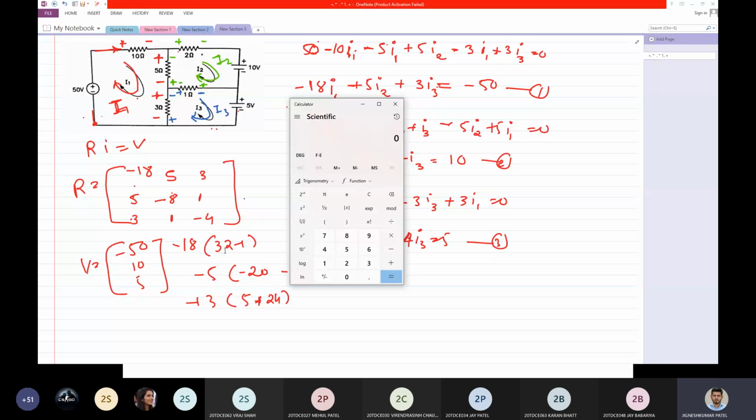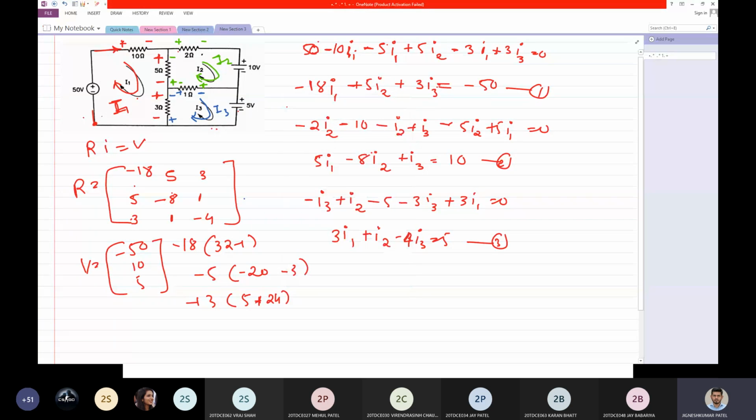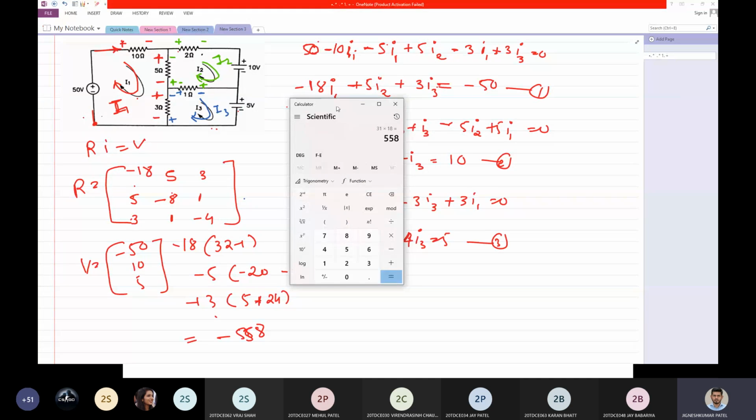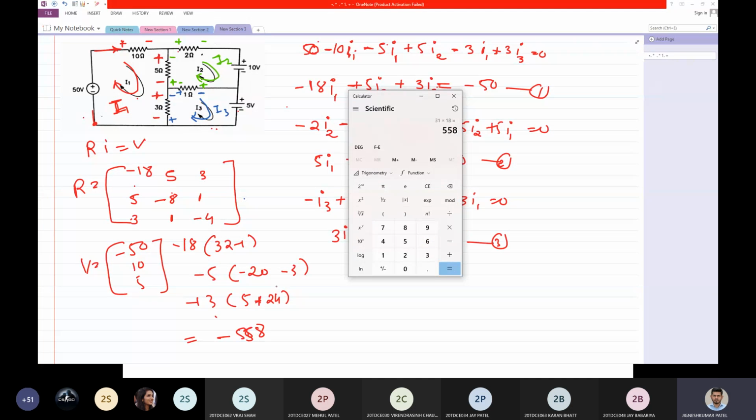32 minus 1 is 31 into 18. That is 558. So I'm writing 558 over here, minus 558. Then minus 20 minus 3, minus 23, multiply with minus 5. So 23 into 5 is 115, but this 115 would be positive. So I'll write plus 115.